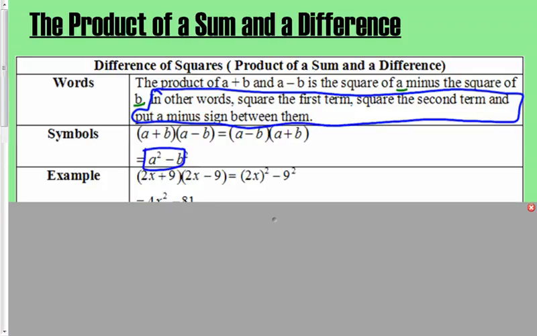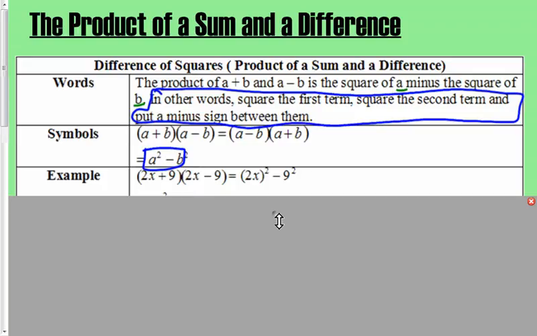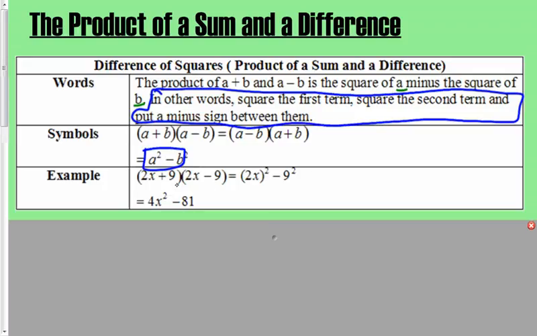So if we look at this example, again, it only works if the a and the b are the same in both terms, in both binomials, and one has a plus and one has a minus sign. So we're going to square the first term. We get 4x squared. Square this last term, we get 9 squared is 81, and put a minus sign between them. And that's where we get that result.